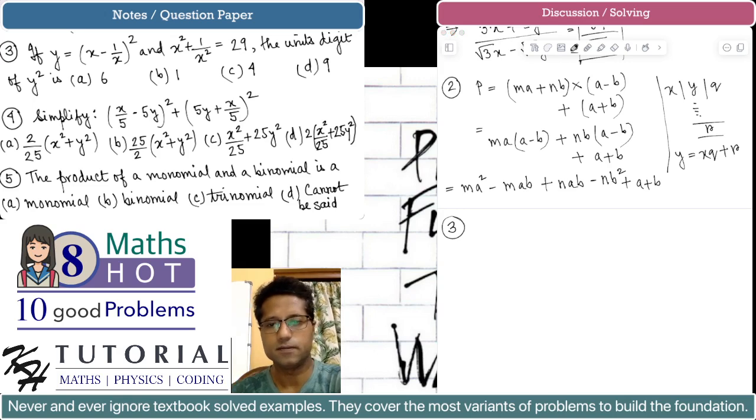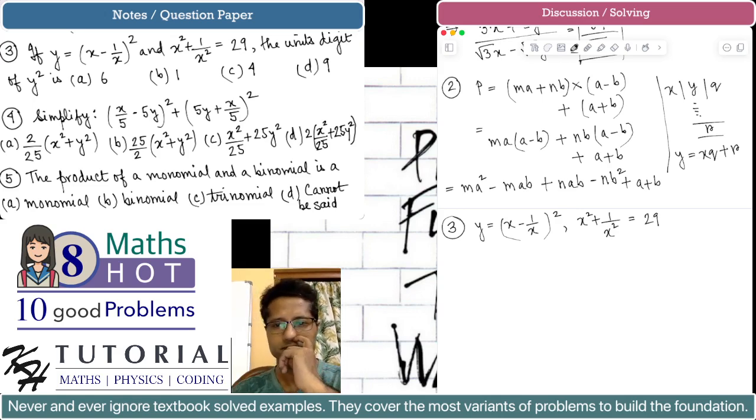It is given that y is equal to x minus 1 by x whole square, and it is also given x square plus 1 by x square is equal to 29. Then units digit of y square. We have to find the units digit of y square. So for that, definitely we have to find y. Okay. Now what is y?